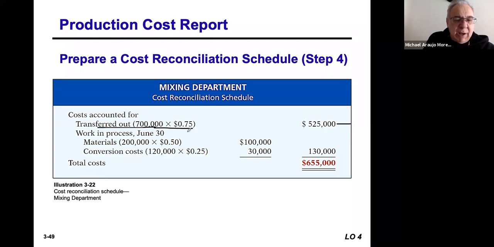$525,000 from. But then the 200,000 that are still being worked on, they have all the material costs, which were 50 cents each. But they only have 120,000 converted equivalent units at 25. That's the $130,000 here. So this is where the $655,000 number comes from. This is how they would do it on a cost reconciliation schedule. So this is something that you're going to be doing.